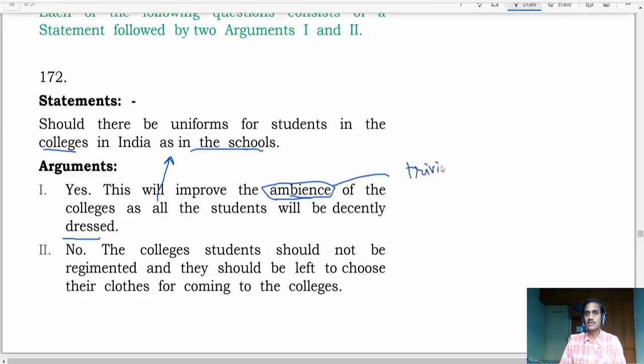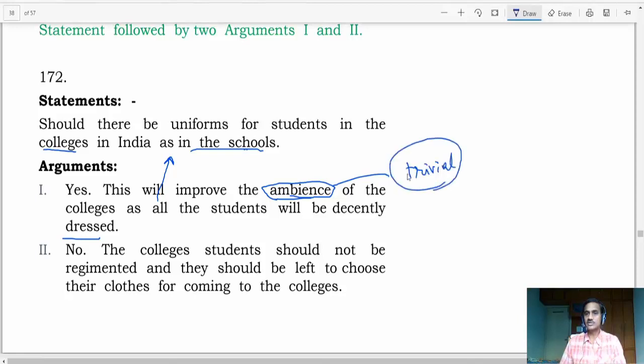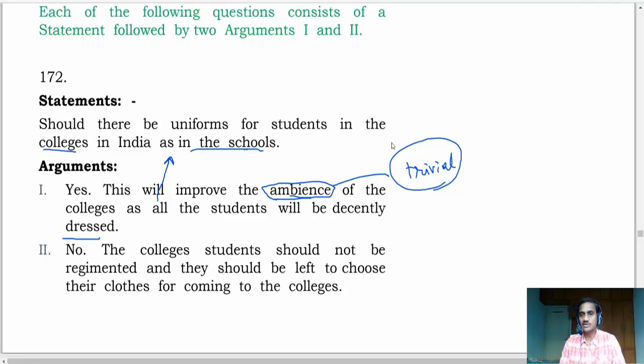When we discuss these arguments, in the directions they say: strong arguments are the arguments that are directly related to the above statement, and weak arguments are the arguments which are not directly related to the above statement and are related to some trivial aspect. Trivial means very less importance. Are uniforms used to improve the ambience? No. And it is not strong enough to support this one.